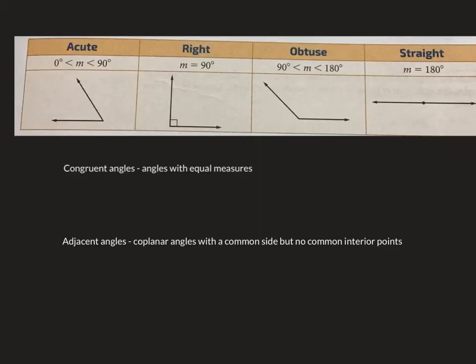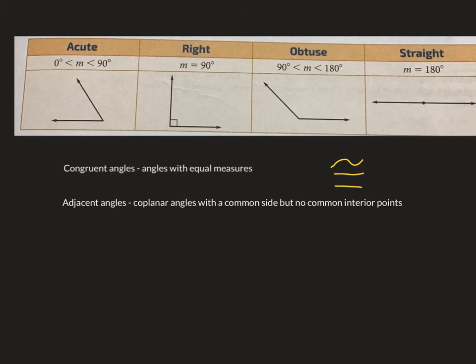All right, and so congruent angles are angles that have equal measures. The symbol for congruent is still the same as it was before. It's always going to be that equals sign with the squiggle over it. And then the other thing we need to talk about are adjacent angles. Adjacent angles are coplanar angles with a common side but no common interior points.